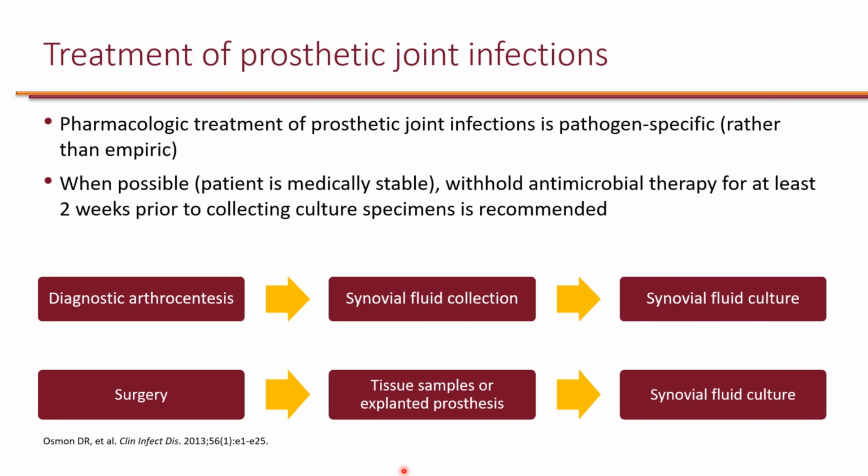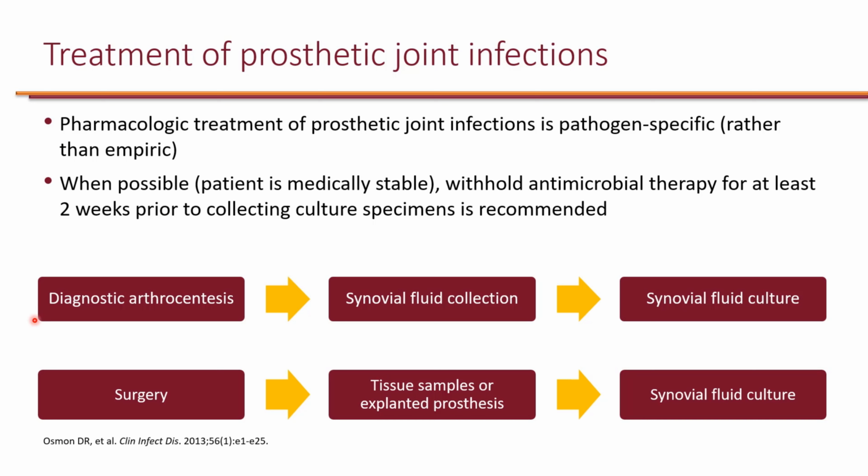Now, antimicrobial therapy for prosthetic joint infection is pathogen specific rather than empiric. What that means is that the antibiotics are selected based on the culture that we receive. And there are 2 ways to receive cultures.